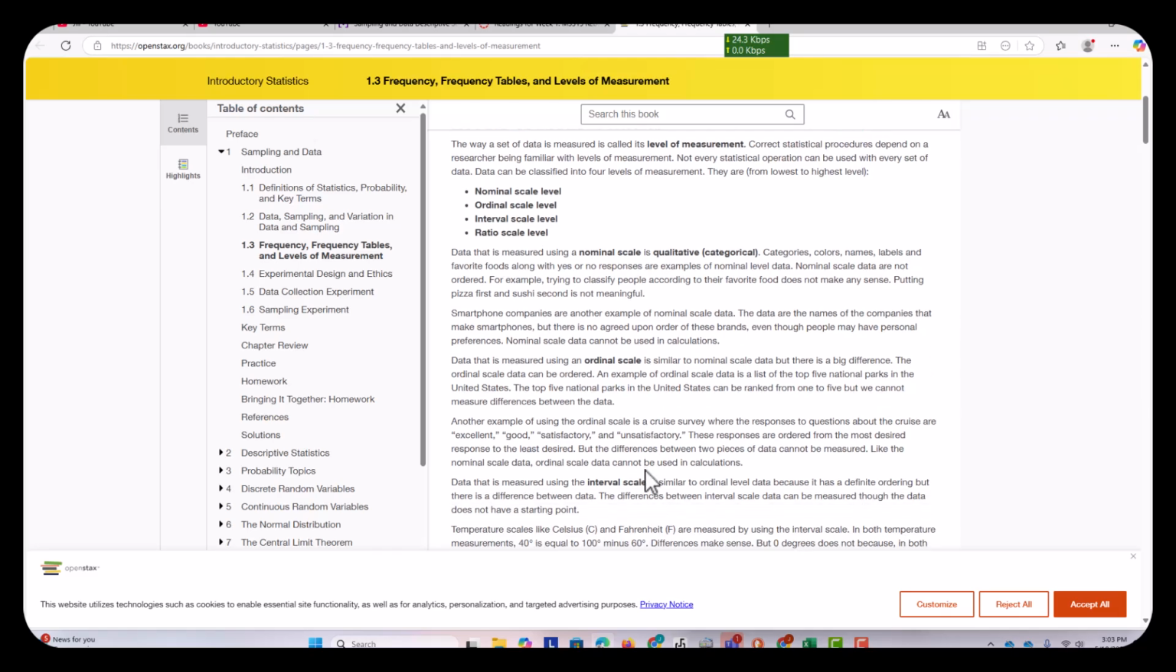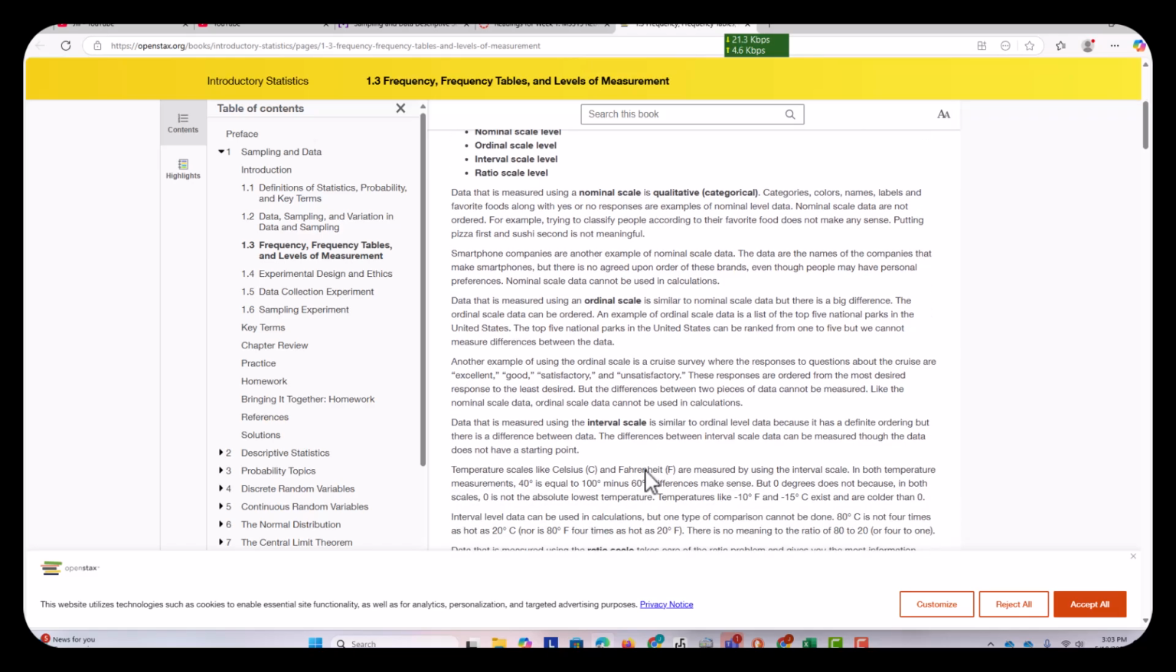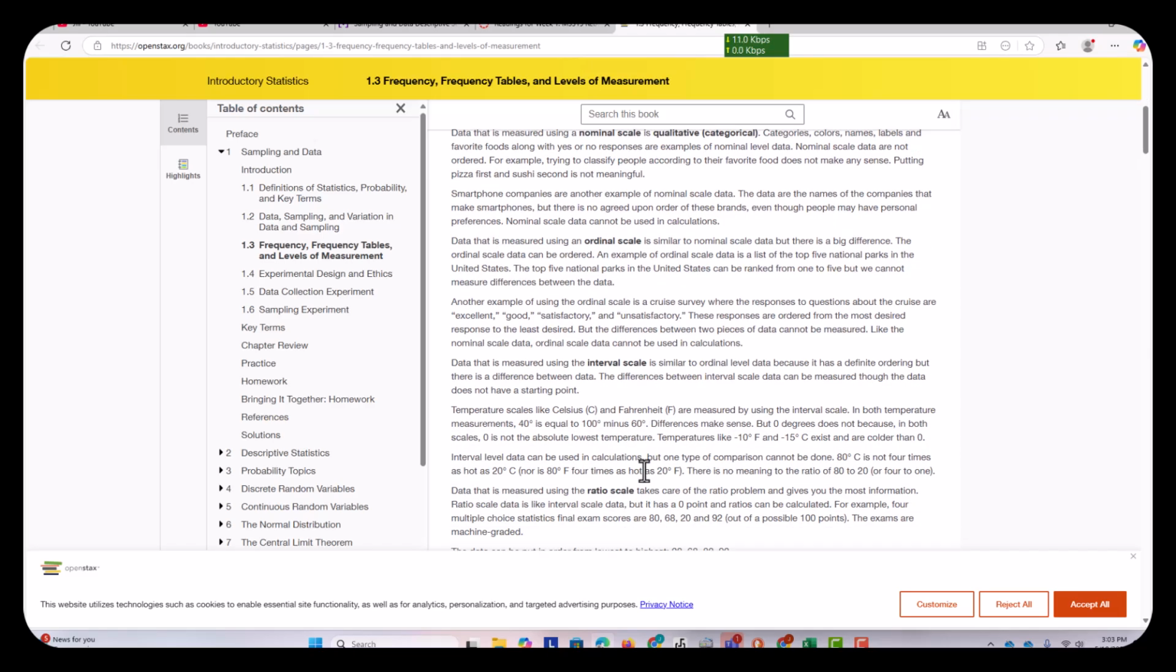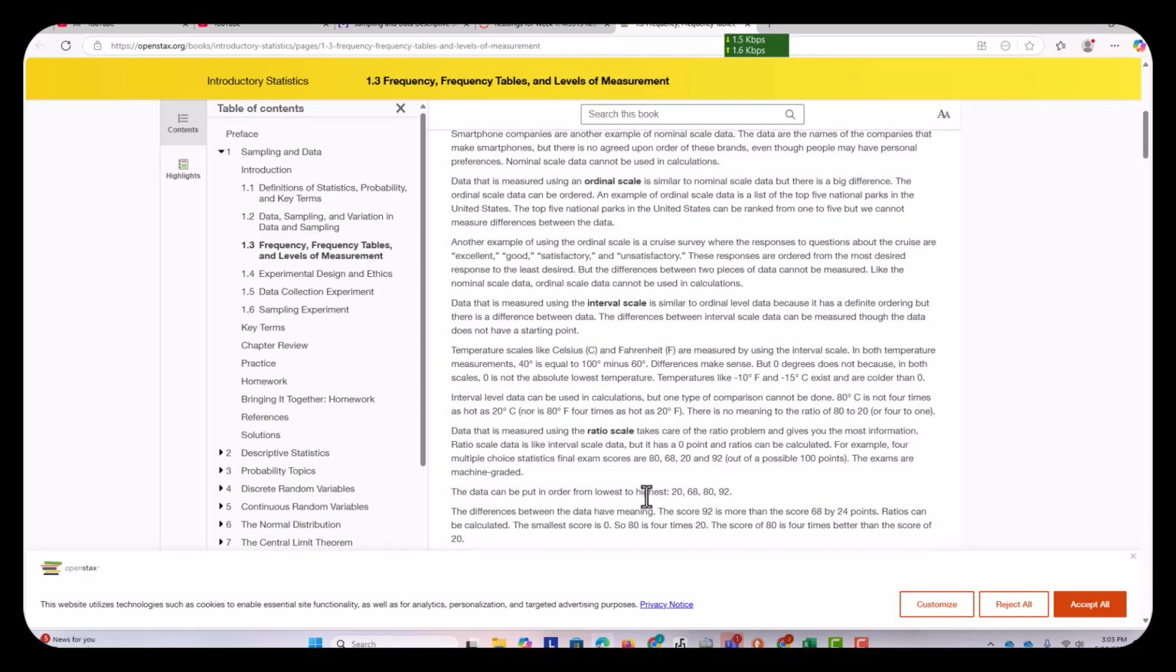So again, it can be numbers, but you cannot calculate a difference between them. Interval scale, the only one I can think of is temperature. Interval data does not have a true zero. A true zero means that if zero is there, it means an absence of something.